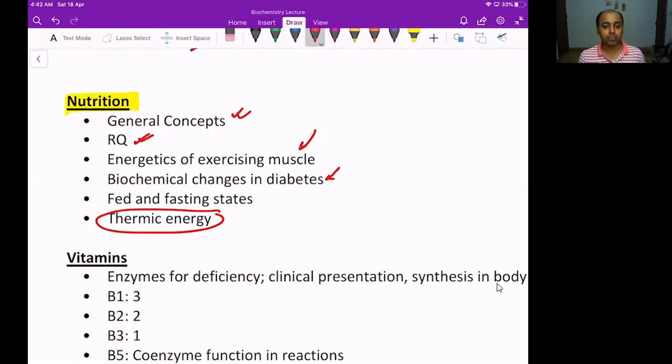Biochemical changes in diabetics has been asked. What are the changes in the fed and the fasting state? These are some of the questions which are coming from the nutritional status of the individual.